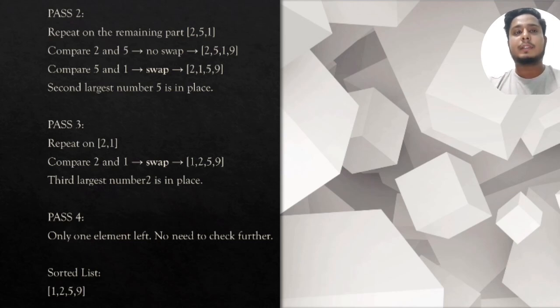Now in pass 3, it will again compare 2 and 1 and it will swap because 1 is smaller and 2 is greater. So now at last we get 1, 2, 5 and 9. Now no element is left, so there is no need to check further. Now we have the sorted list 1, 2, 5, 9.